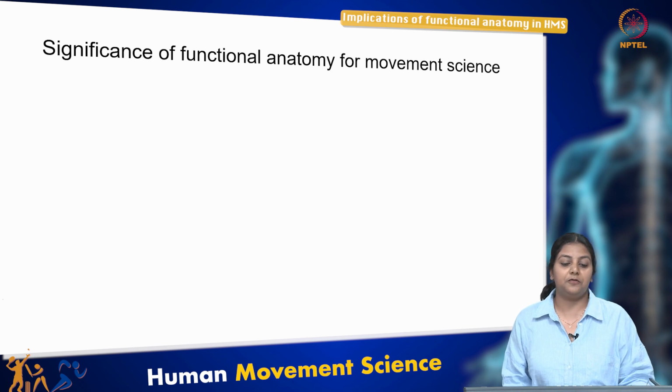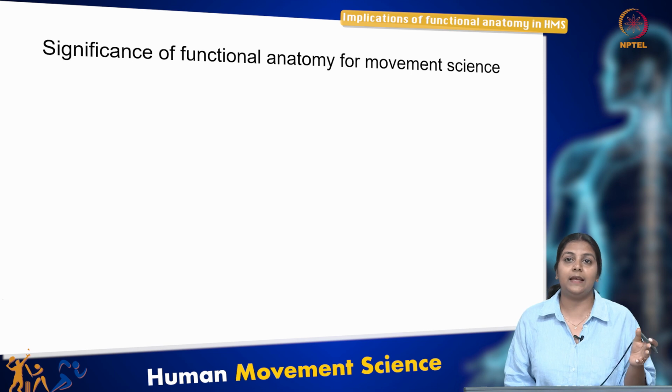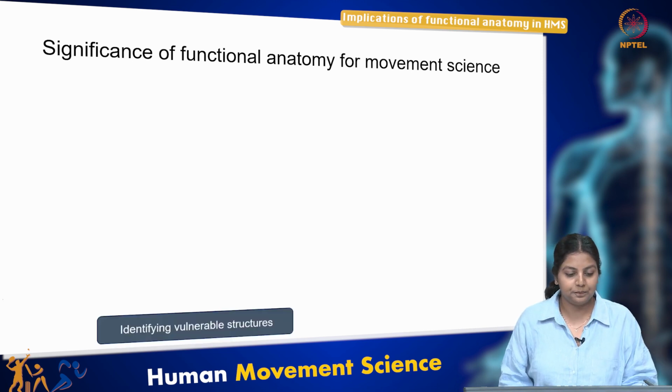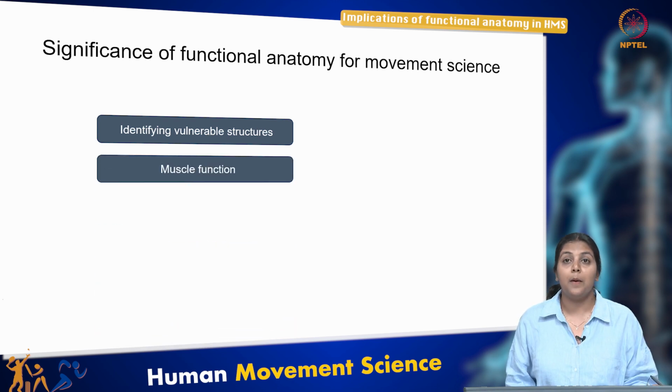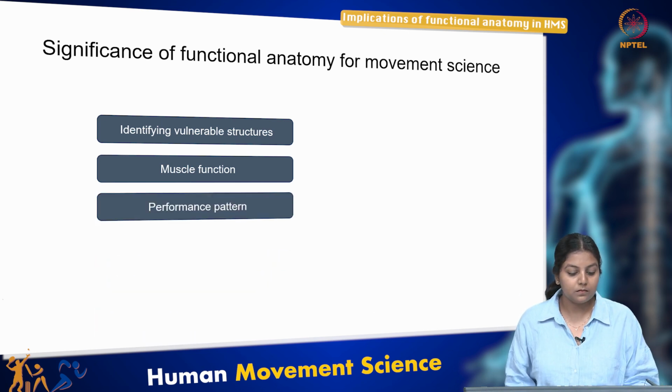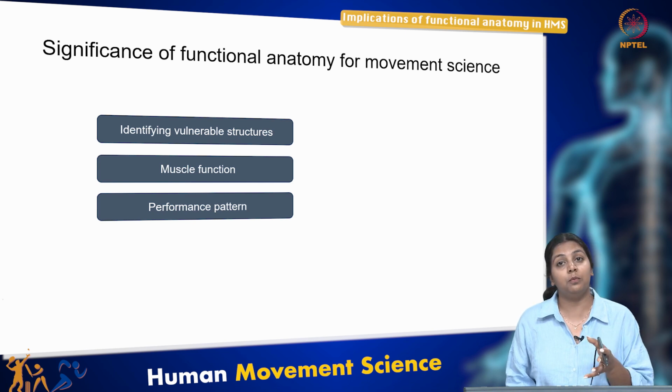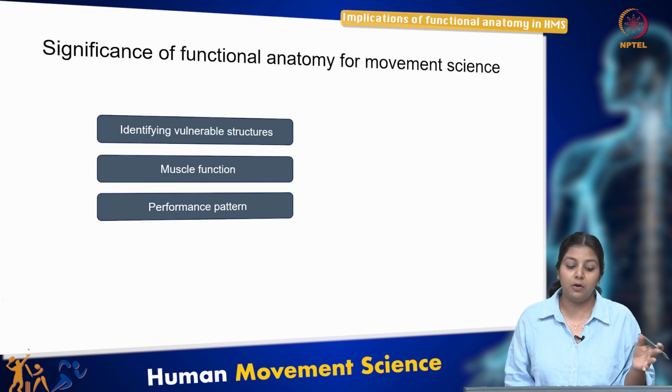So what are some of the significance of functional anatomy for movement science? Let's look at these in total and then we will dwell into each one of them. They help us in identifying vulnerable structures, muscle function, so they help us in understanding how the muscle functions, and performance patterns. It is quite important for us to understand how we are aligned if we have one limb which is shorter or longer, which might affect our performance pattern.